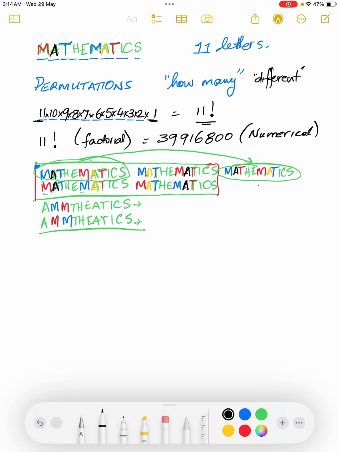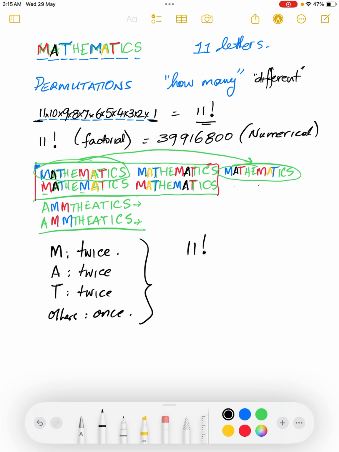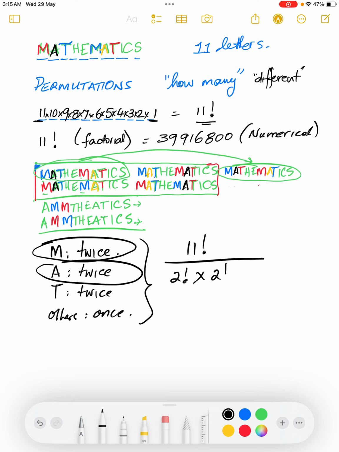So here's how you do it, okay? If you've got M appears twice, A appears twice, T appears twice, and all the others appear only once. So if we've got 11 factorial, we've got to divide by, because this one appears twice, 2 factorial. This one appears twice, 2 factorial. The T appears twice, divide by another 2 factorial. All the others appear once, so we're finished. And you end up with 11 factorial divided by 2 factorial times 2 factorial times 2 factorial. So that becomes divided by 8.